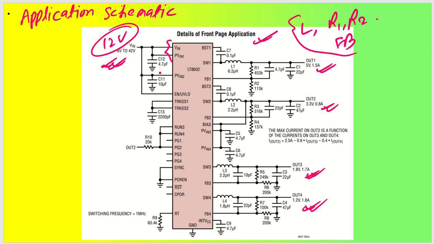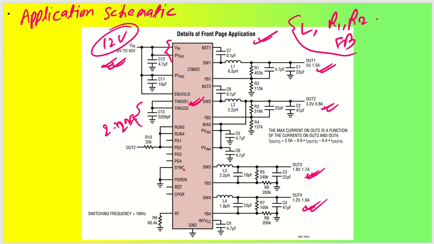Similar to that we have the track pin, the tracking and soft start pin, which will be grounded with 2.2 nanofarad. Similar to that we have the run pins, and we have power good indicators for all the 4 channels, that is PG1, PG2, PG3, PG4. In our design we will give you complete understanding of how we have designed the power good indicators.